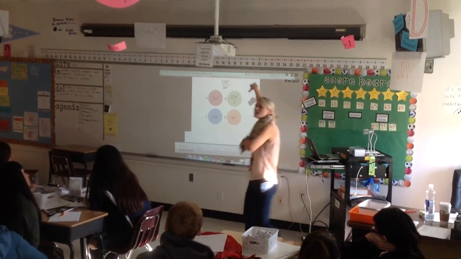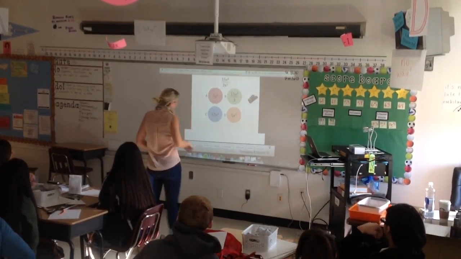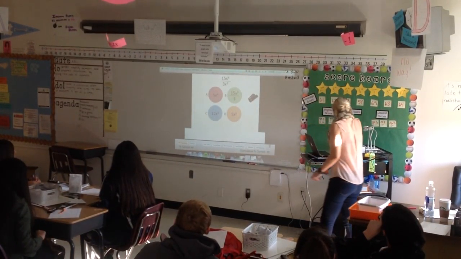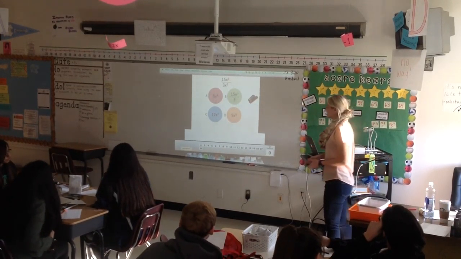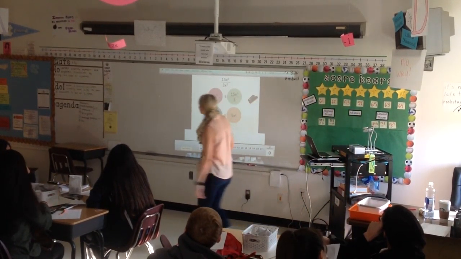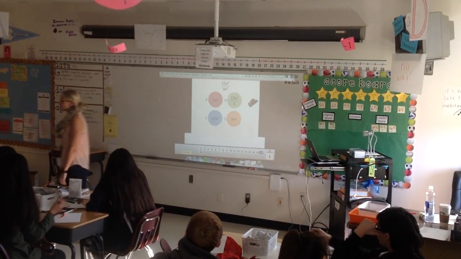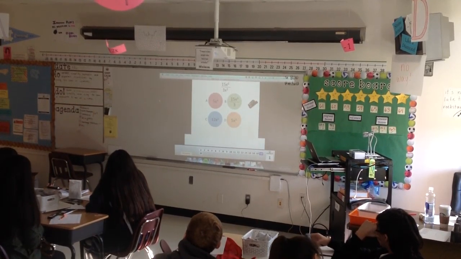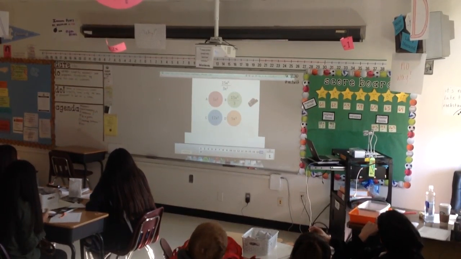This one's an easy piece of cake. Let me start it. 15x to the 6th divided by 3x squared. Easy peasy lemon squeezy.